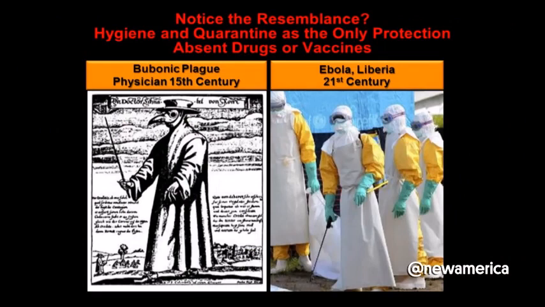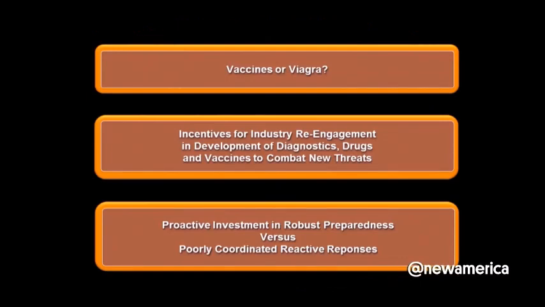But if you don't have drugs and vaccines, isn't this a telling picture? There is a physician from the bubonic plague in the 15th century. Note the resemblance when we have no drug and no vaccine in Liberia, a telling similarity. It's a societal choice. Do we want vaccines or Viagra? We've basically got out of the business of making new vaccines simply because we're not prepared to pay for them. If we're going to deal with these issues, we're going to have to re-incentivize industry to re-engage.